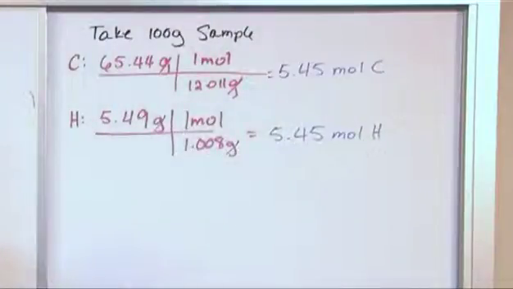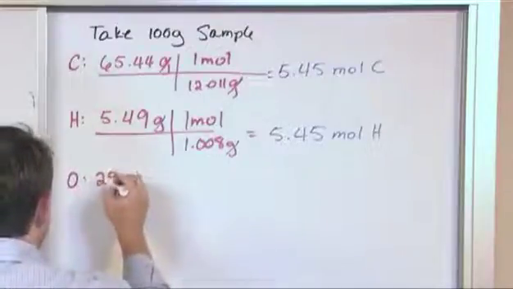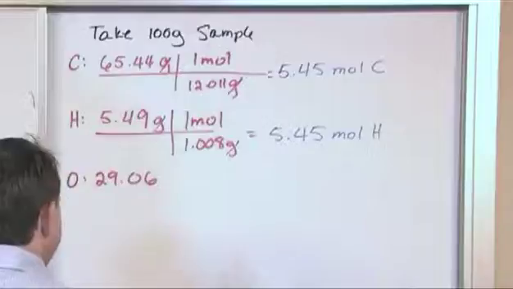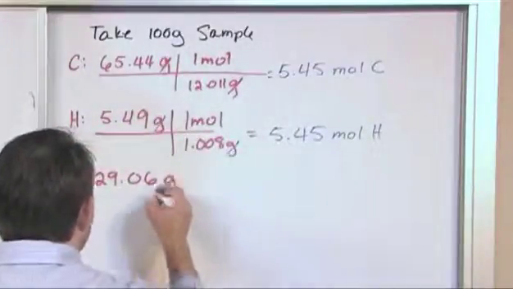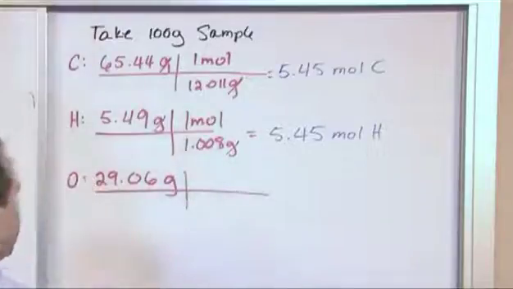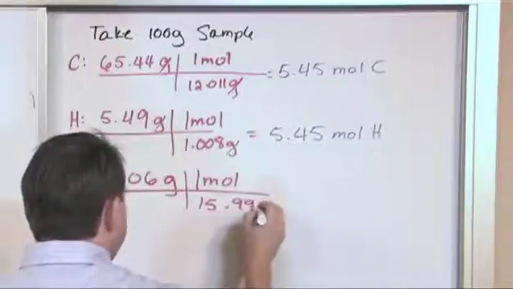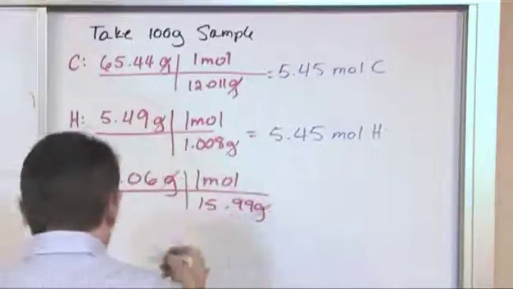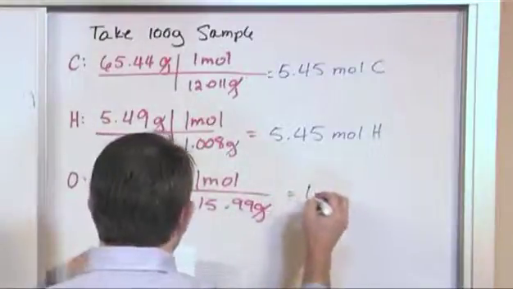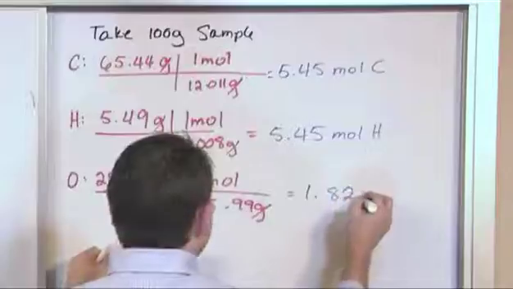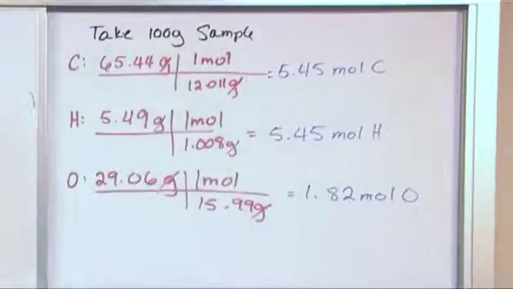Now let's move on down the list and say, okay, the last thing I was given was for oxygen, 29.06% of oxygen, but since I'm dealing with a 100-gram sample, that's going to be 29.06 grams of oxygen. Let's convert it to moles. 1 mole of oxygen is 15.99 grams of oxygen. So the grams cancels with the grams. And when I do this multiplication and this division, what I'm going to get is 1.82 moles of oxygen. So let's take stock of where we're at.